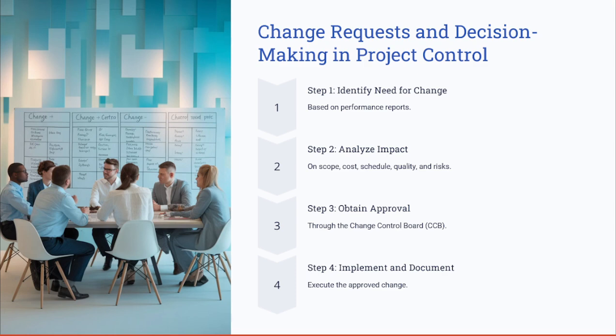Now it's time to obtain the approval from the change control board. Wait for their decision in terms of whether it gets approved or rejected. In case the change request has been approved, then you need to implement and document the change. If it's rejected, then you need to be very transparent with the stakeholders, informing them that this change request was rejected by the change control board for certain reasons.